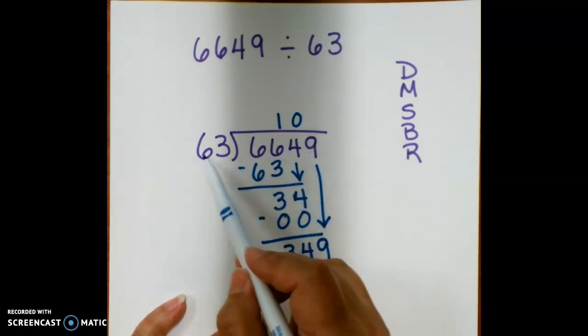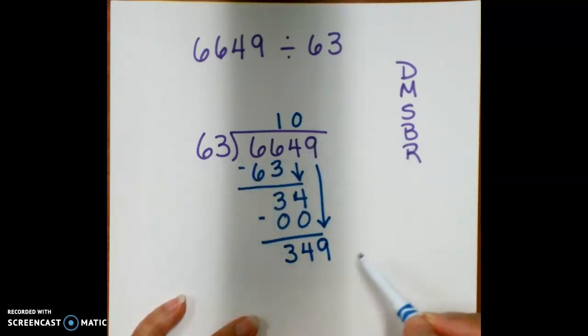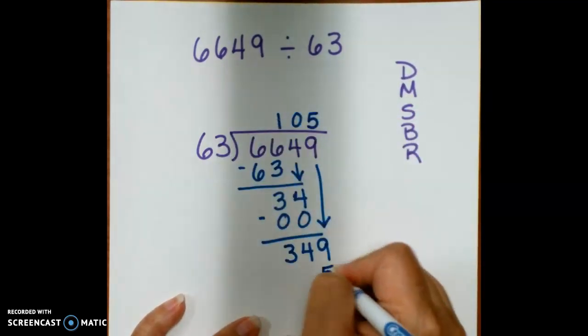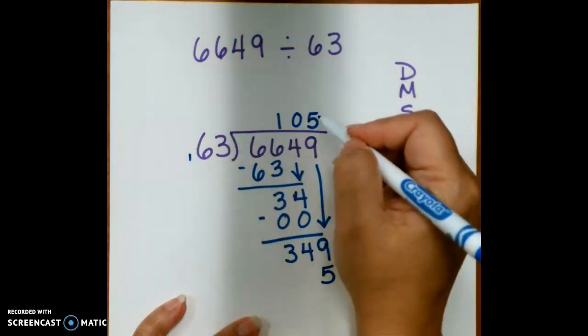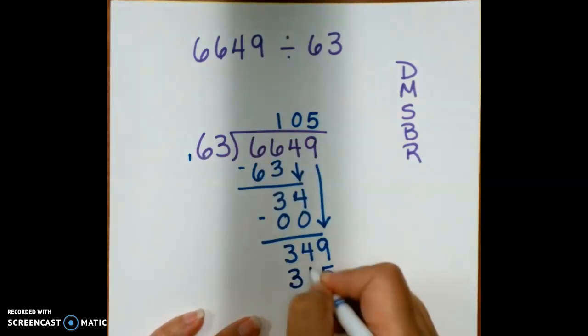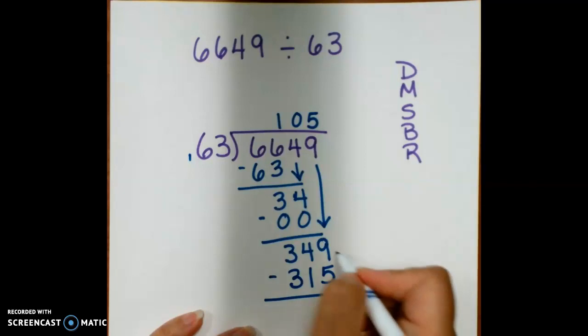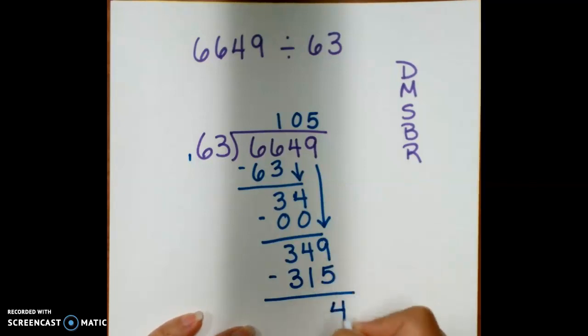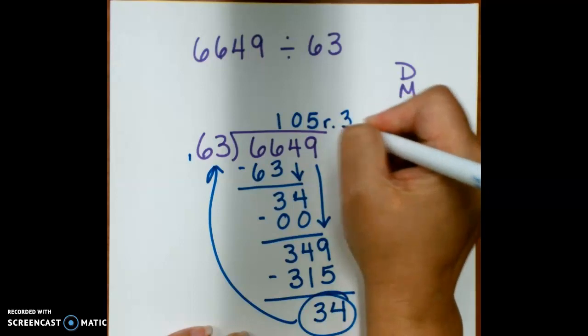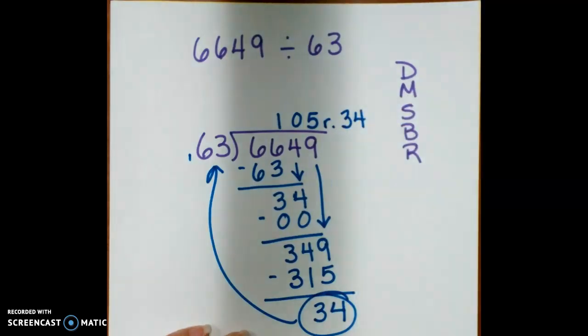Now, 60 into 349, well, 60 times 6 is 360, which is a lot more than 349, so I'm going to go with 5. 5 times 3 is 15, and regroup my 1 so I don't lose track of it. 5 times 6 is 30, plus 1 more is 31. Now, when I subtract, 9 minus 5 is 4, 4 minus 1 is 3. 34 is less than 63, so I have 105, remainder 34.